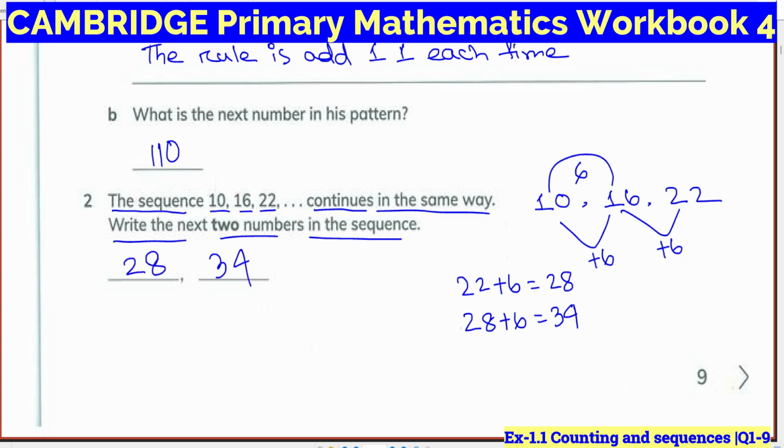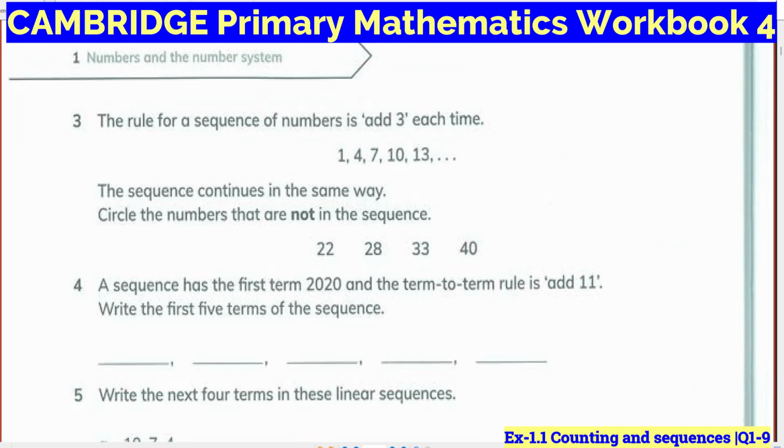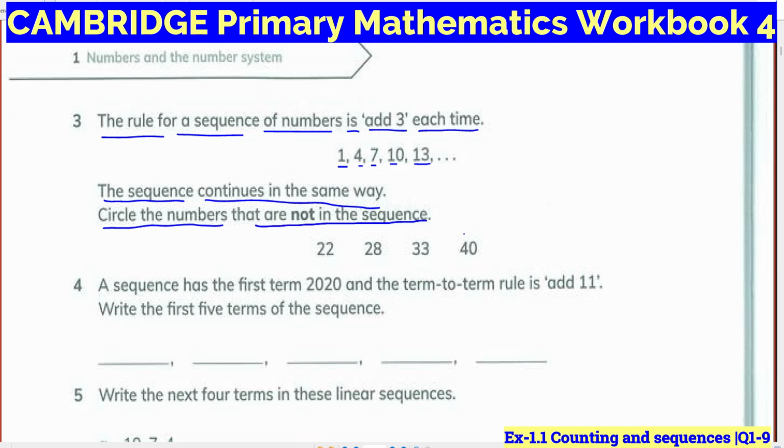Number 2 is done. Question 3. The rule for a sequence of numbers is add 3 each time. Here is a pattern 1, 4, 7, 10, 13. The sequence continues in the same way. Circle the numbers that are not in the sequence.